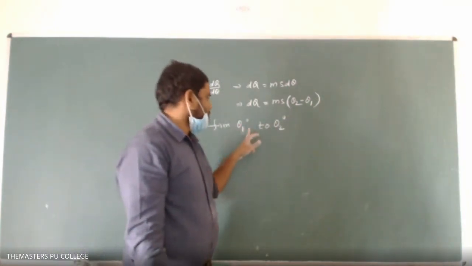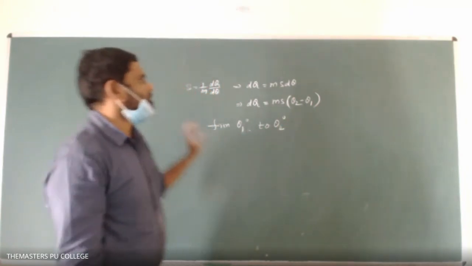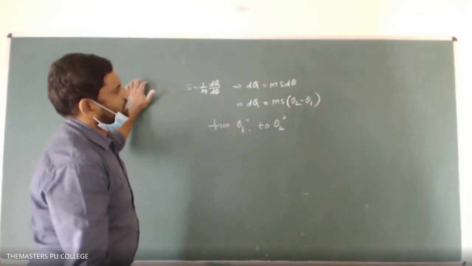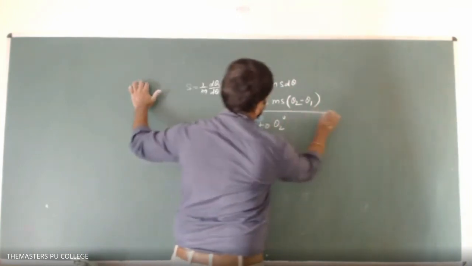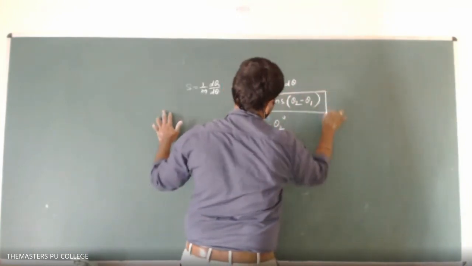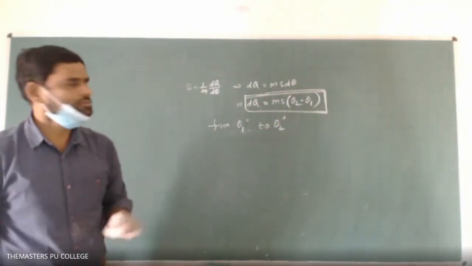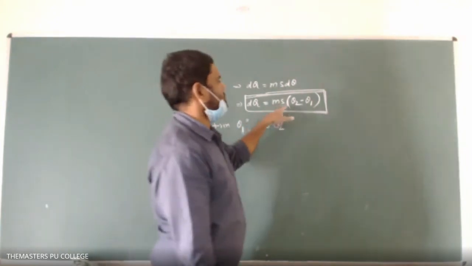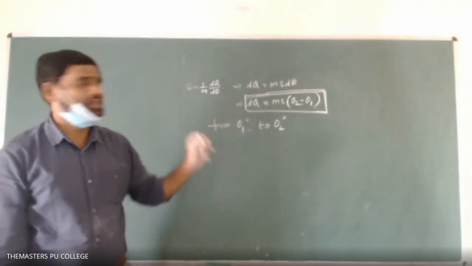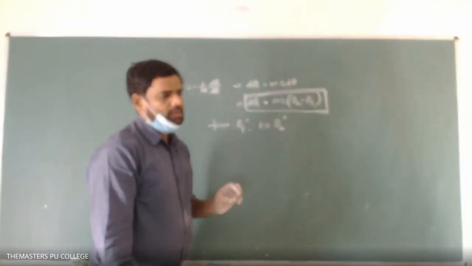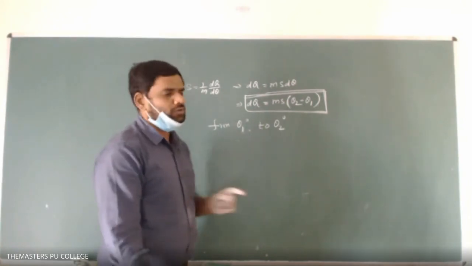From theta 1 degree to theta 2 degree, the heat required you can write as dq equals ms (theta 2 minus theta 1). Next, one more note.